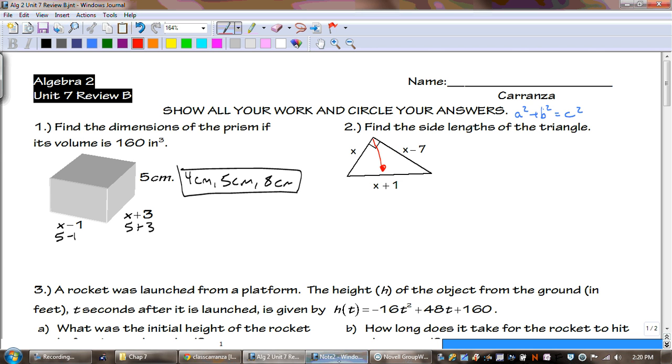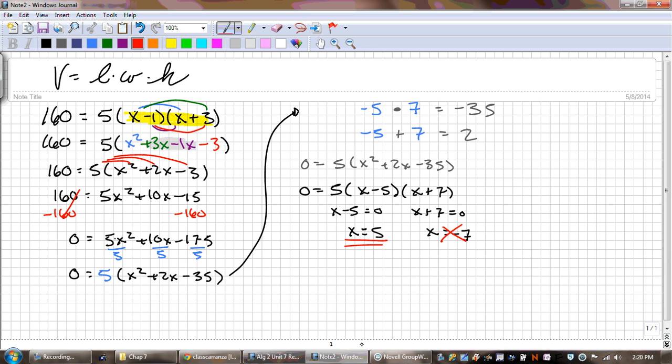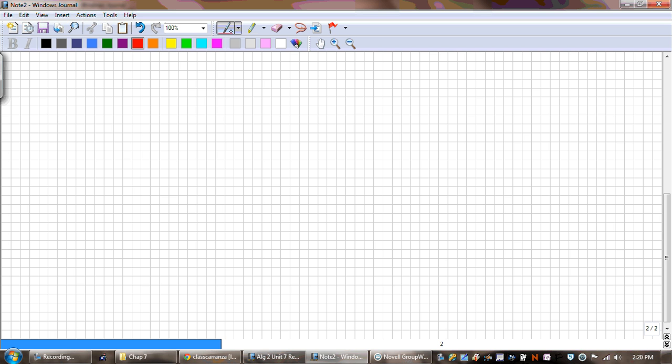Okay? So once again, I'm going to set this up on a separate sheet of paper because it's going to take a little bit of work to do. That we have a squared. I just called that the x, so we have x squared plus x minus 7 squared equaling the x plus 1 squared.